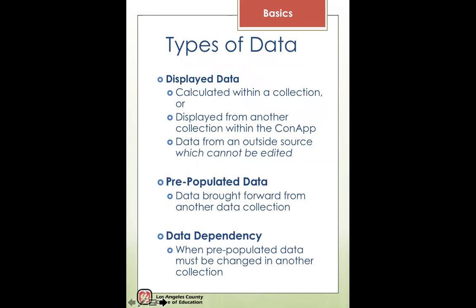All right, so some terms you'll see as we're talking today. Displayed data. This is data that is calculated. It could be within a data collection, or it could come from another data collection. It's basically put in there by CDE, or it's calculated from numbers that are put in there automatically. And usually, if it's from an outside source, it can't be edited. Things like your allocations, they're displayed, and you can't change them.